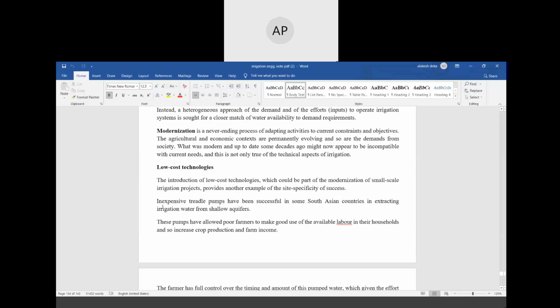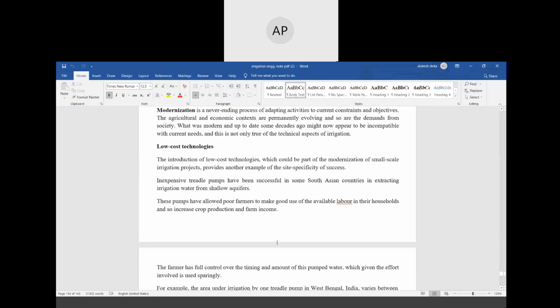specificity of success. Inexpensive treadle pumps have been successful in some places. These pumps have allowed poor farmers, so there are some treadle pumps used in some countries, which allow poor farmers to make good use of available labor in their households and to increase crop production and farm income.